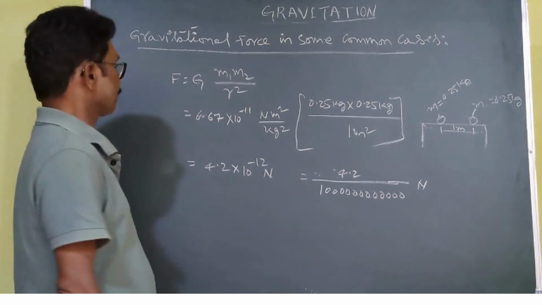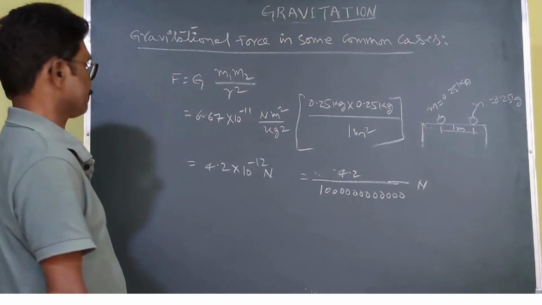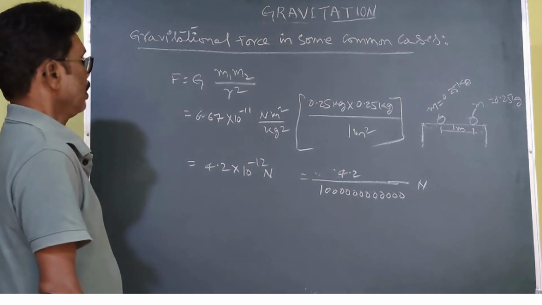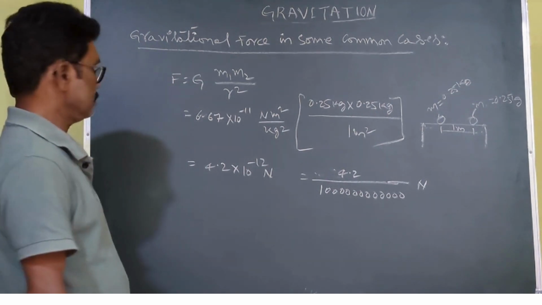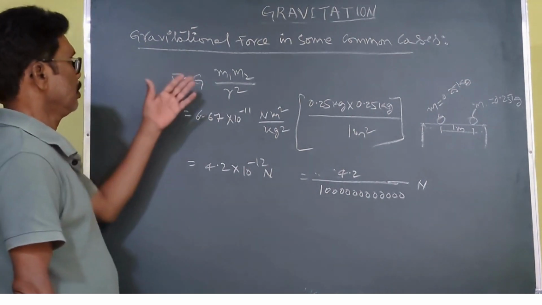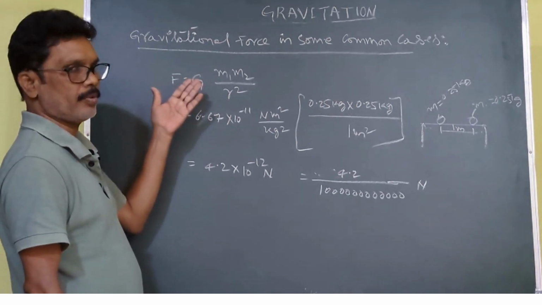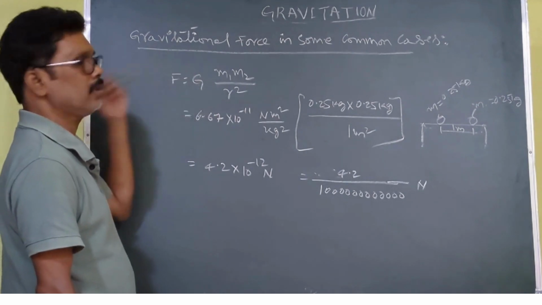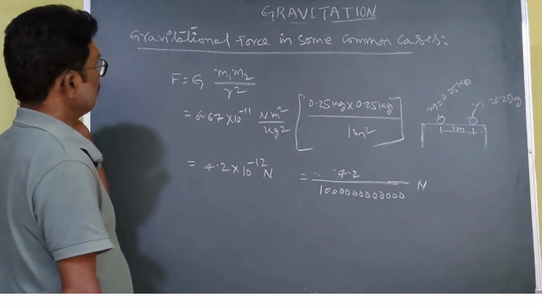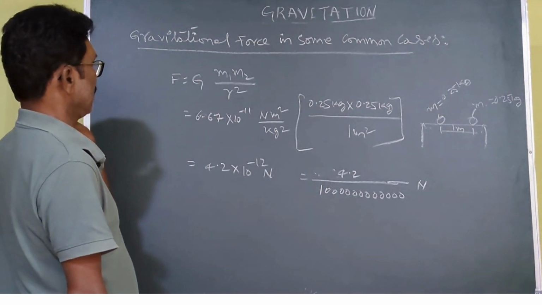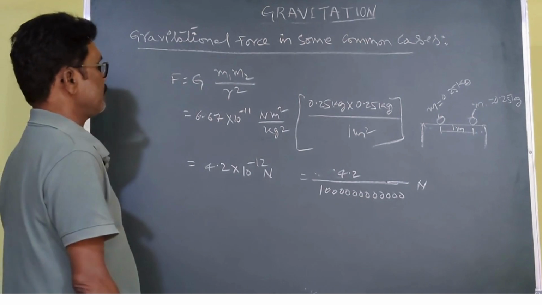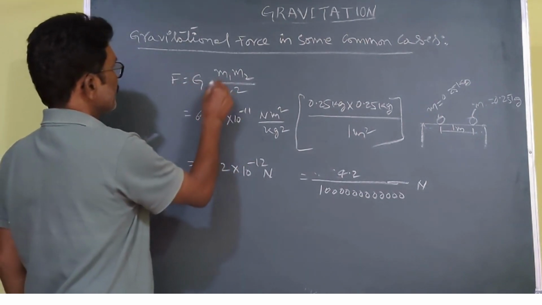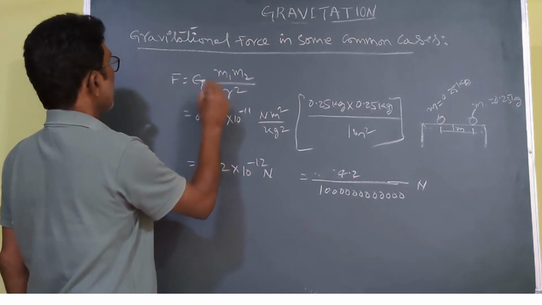Okay, so now we have the equation: force equals the gravitational constant times the mass of one object multiplied by the mass of the other object, divided by the square of the distance between the two objects. So F equals G times M1 M2 divided by R squared.